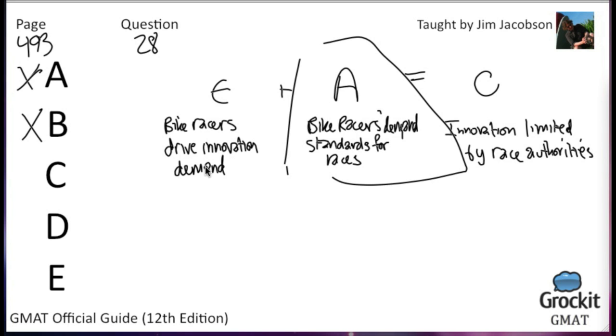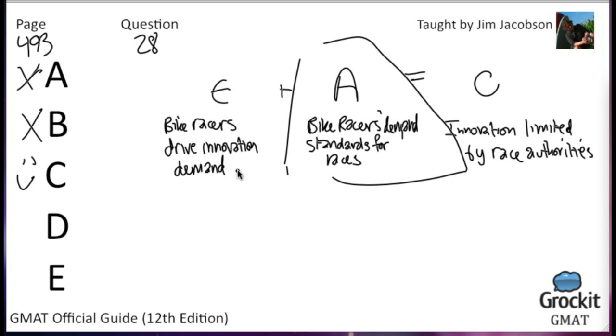C, bicycle racers do not generate a strong demand for innovations that fall outside what is officially recognized as standard for purposes of competition. So again, in the conclusion, we had stuff about race authorities and what was standard for races, and it wasn't mentioned in the evidence, so that was probably in the assumption. Choice C is looking pretty good.